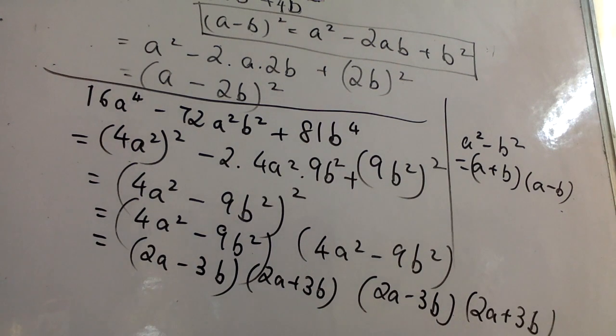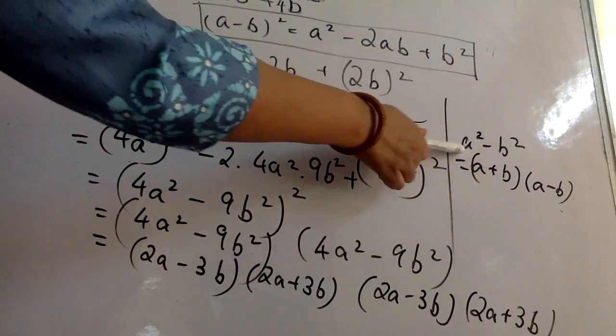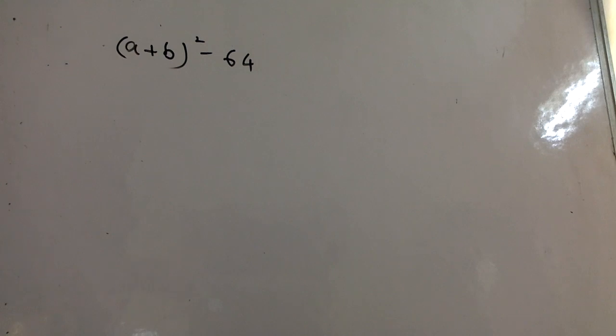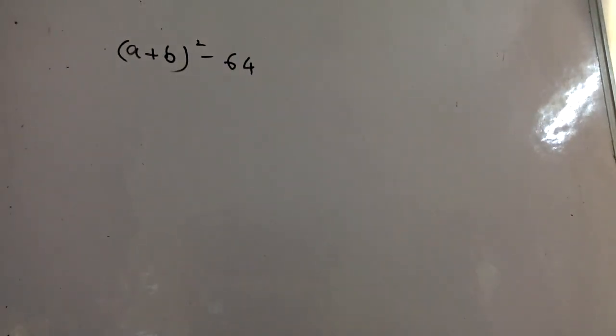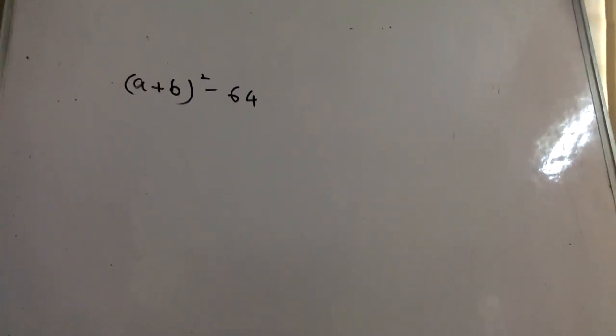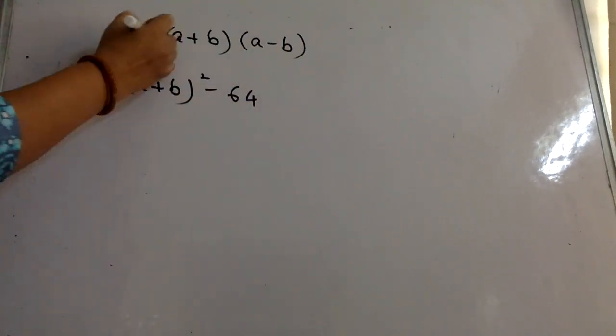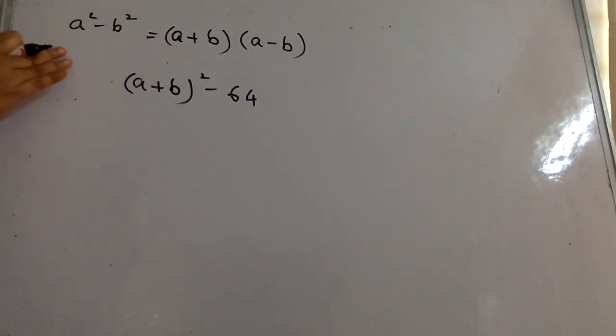Now let us see how we are going to take up more sums based on another identity, which is a square minus b square. That is sums completely based on this identity. Here we have a plus b whole square minus 64. When they write like this, a plus b whole square minus 64, what to do? It is based on this identity: a plus b into a minus b is equal to a square minus b square.